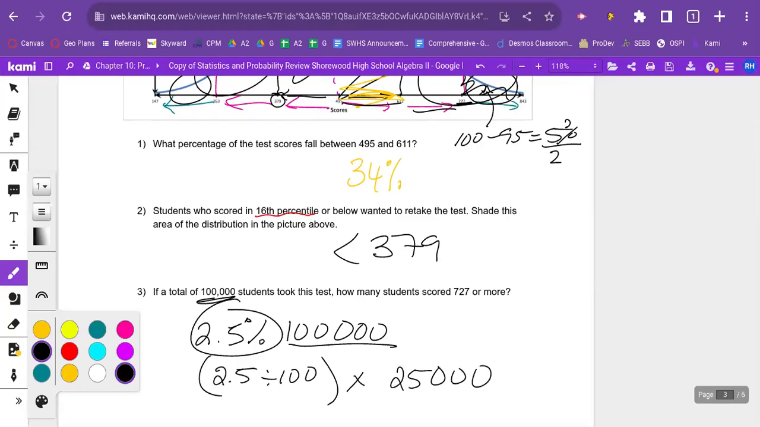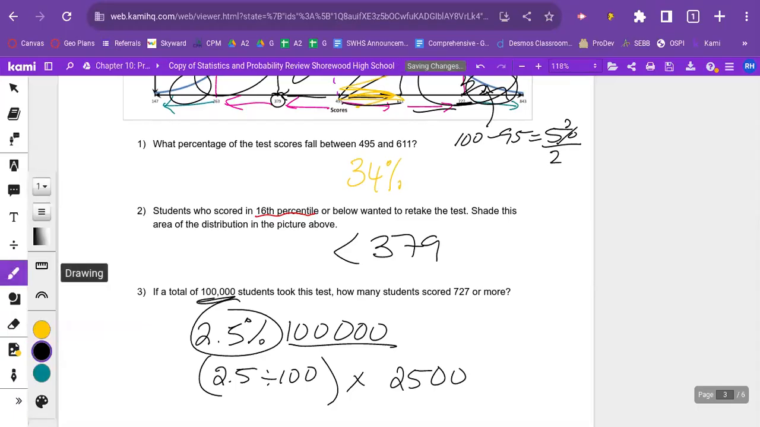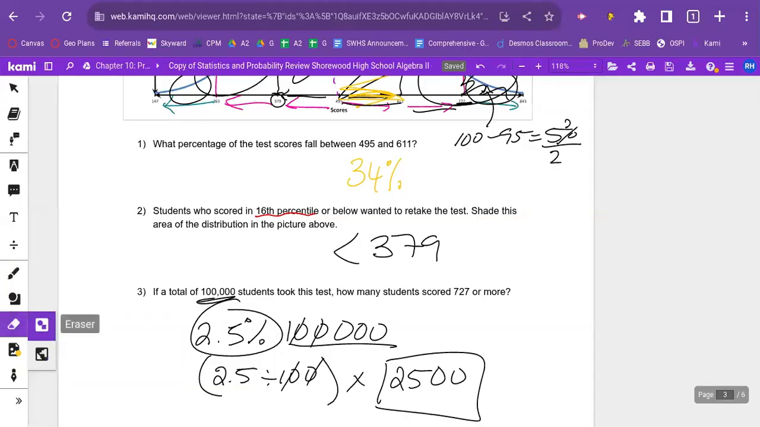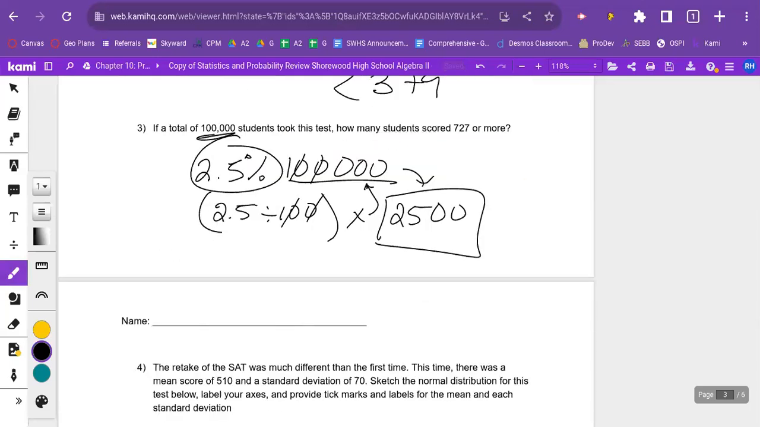I'm going to triple check that now because I'm feeling self-conscious. Let's see. So that would be over the 100 times 2.5. Yep, 2,500. So we're multiplying by that value, and that'll get us the 2,500.